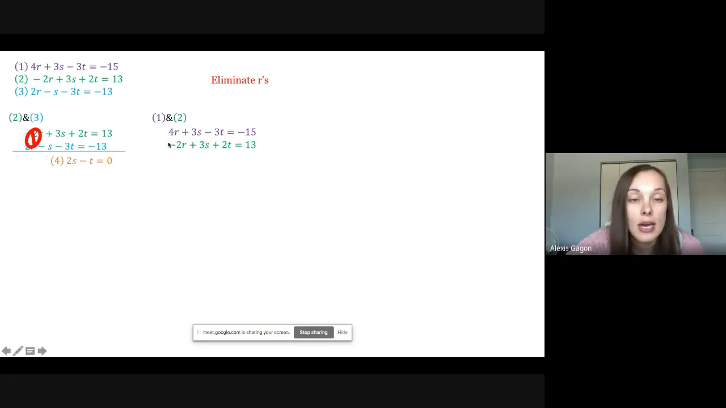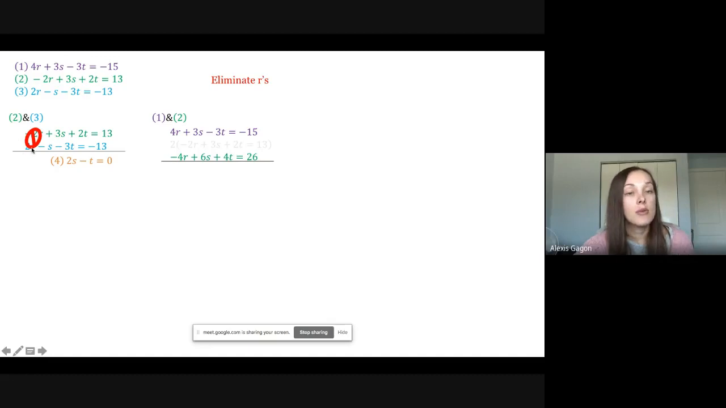Okay, so to do that, I'm just going to multiply this bottom equation by 2 because multiplying the bottom equation is going to give me a negative 4r right here. And if we multiply that, you get negative 4r plus 6s plus 4t equals 26 because that's just going to distribute all the way across there. And then again, same thing we did here, add the 2 together. Those 4r's cancel. 3s plus 6s is 9s. Negative 3t plus 4t is positive t. And negative 15 plus 26 is 11. And let's call that one equation number 5.